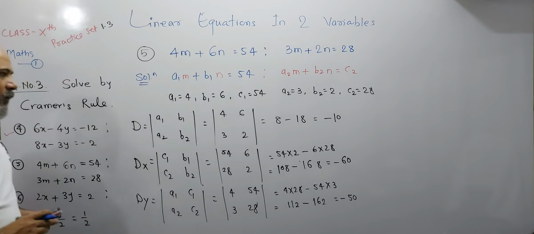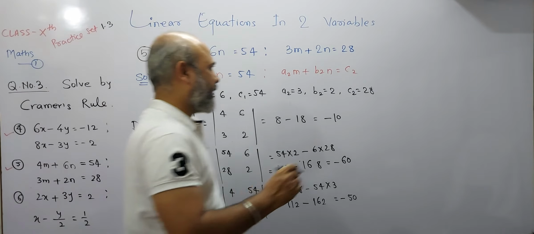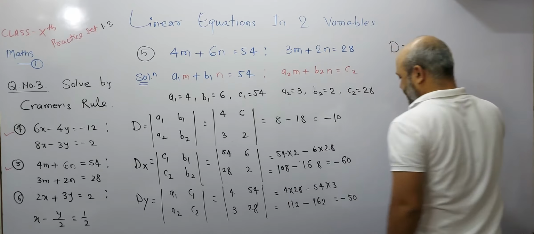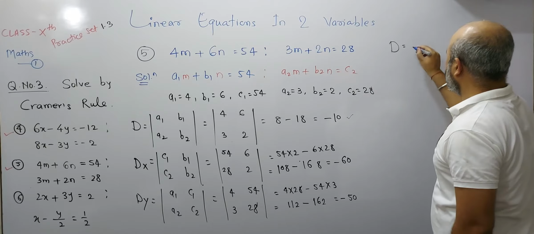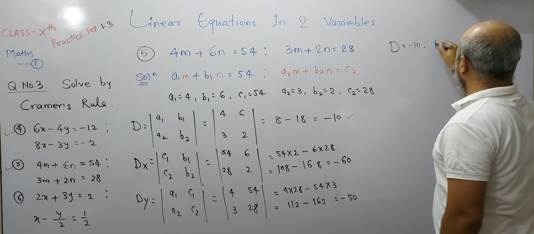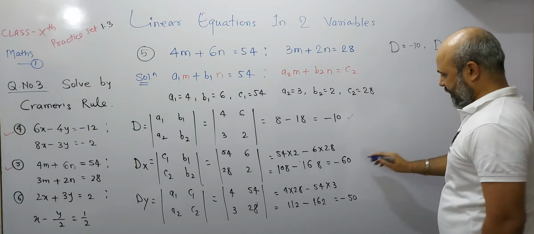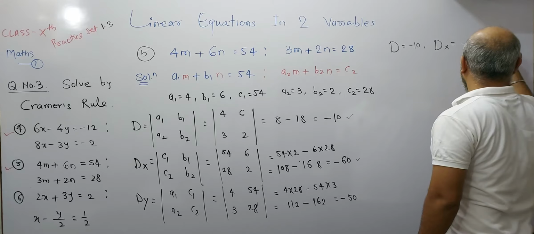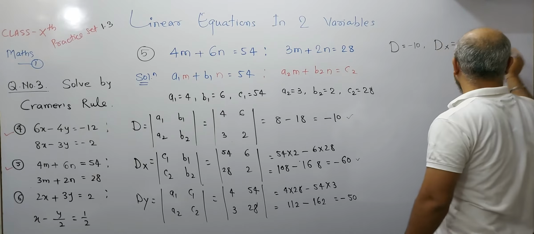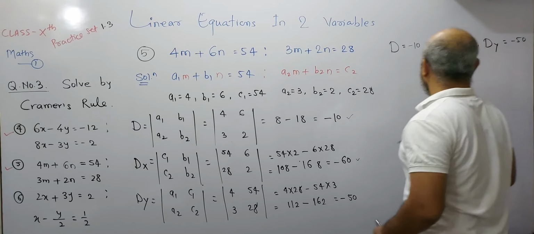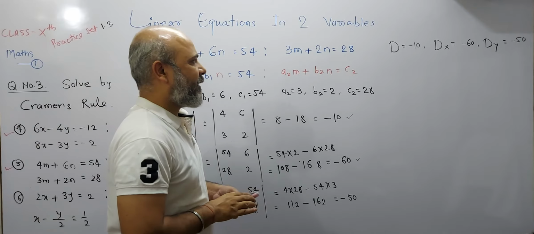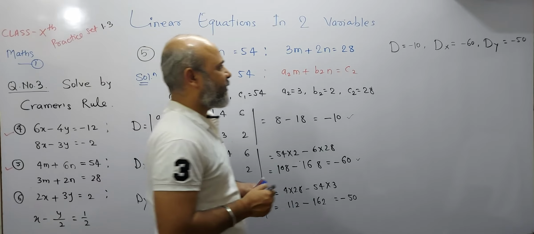Okay. So what is the value of d, dx and dy? I will note down here: the value of d is minus 10. What is the value of dx? dx is minus 60. And what is the value of dy? dy is minus 50. So the values of d, dx and dy are minus 10, minus 60 and minus 50.